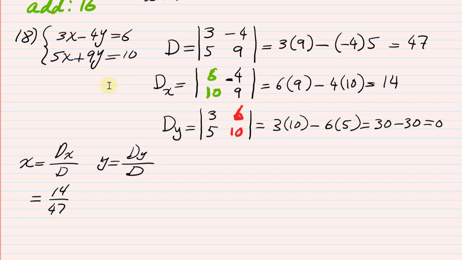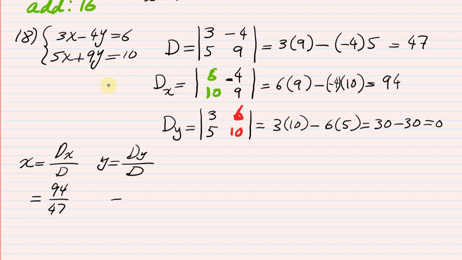The only difference is going to be right in here. That's going to be a negative 4, which makes it positive 40, and 54, right? 6 times 9, 54. 54 and 40 is 94. So Dx is 94. That means I have to fix this part. Okay, now it looks better. So there's 94 over 47.